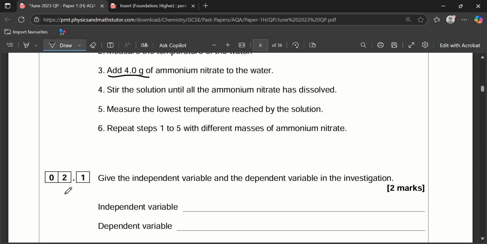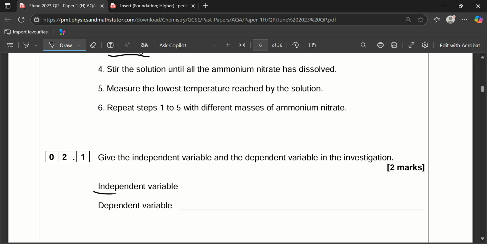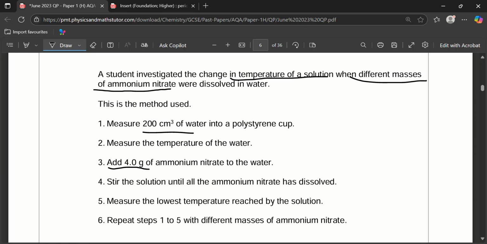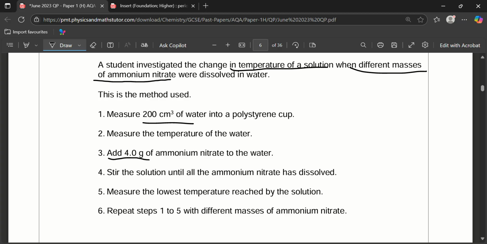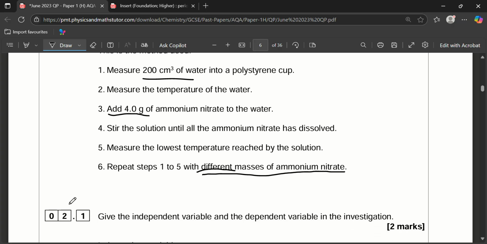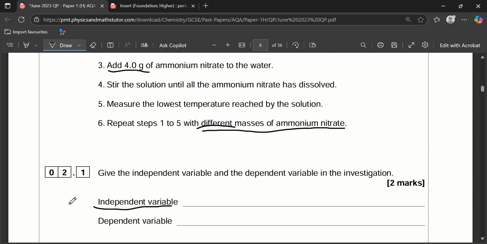Give the independent variable and dependent variable of the investigation. Independent is what will change throughout the investigation. So throughout the investigation, we can see that each time the student will use different masses of ammonium nitrate. Keyword here being different. That indicates the change in masses that the student will use each time they run the investigation. So we'll just write mass of ammonium nitrate.